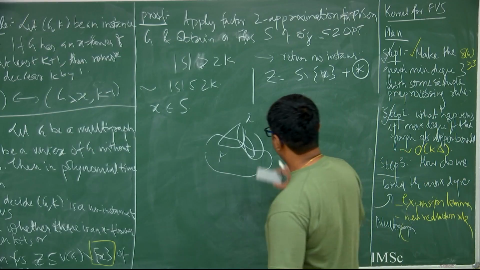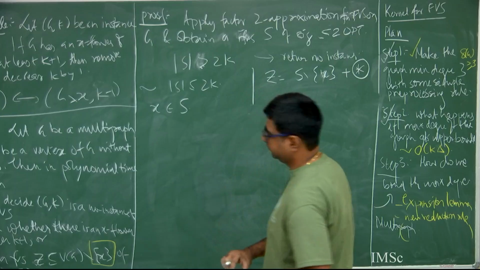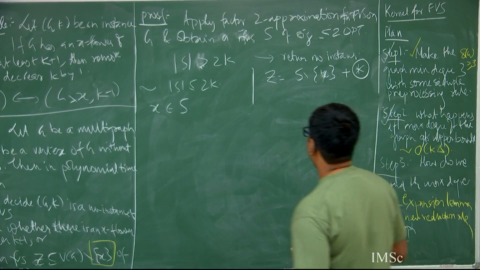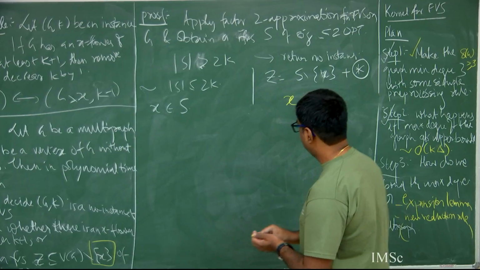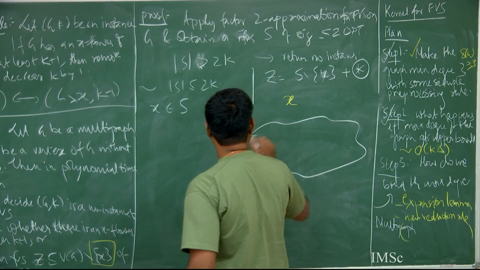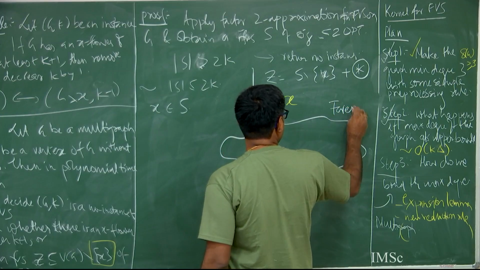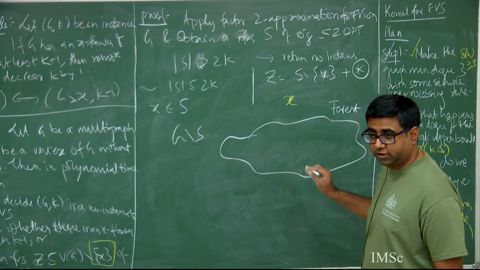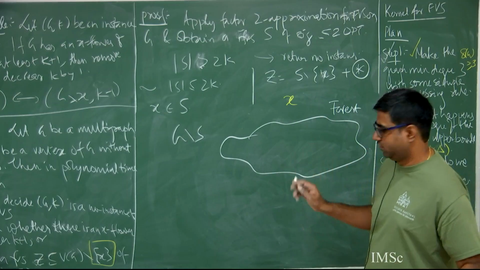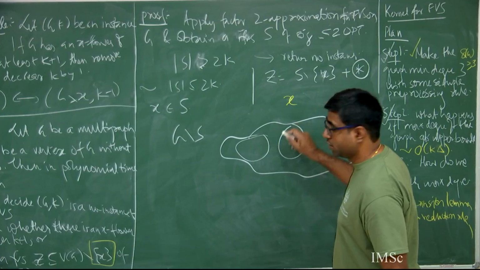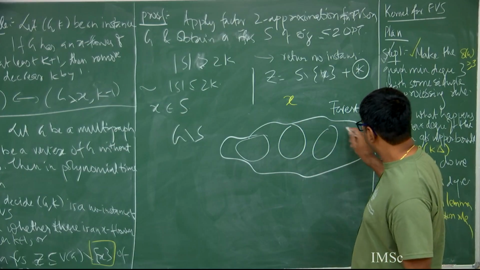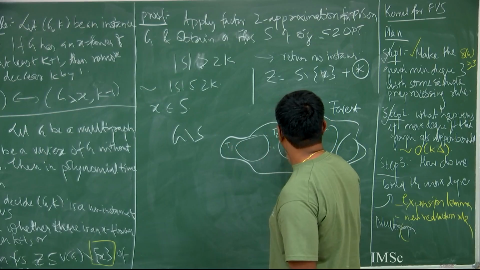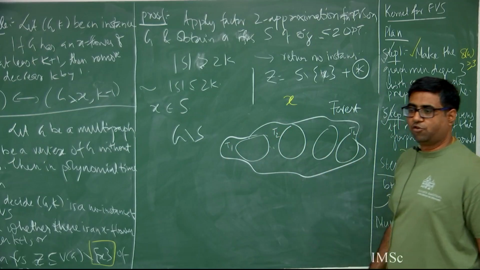So we do it slightly differently. Okay, let's zoom in more. Here is my x, and here is my forest. This is G minus S. It's a forest, so there could be lots of small trees. I'm going to concentrate on each tree separately. So let's call these trees T1, T2, up to TL. There are L trees.